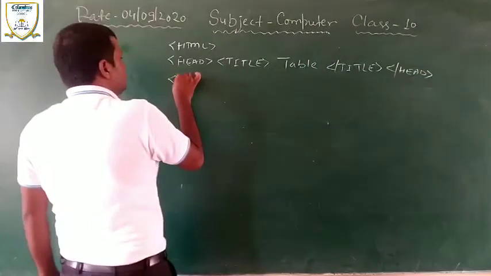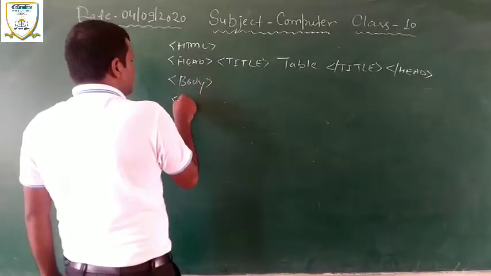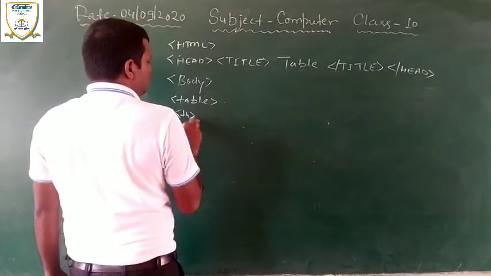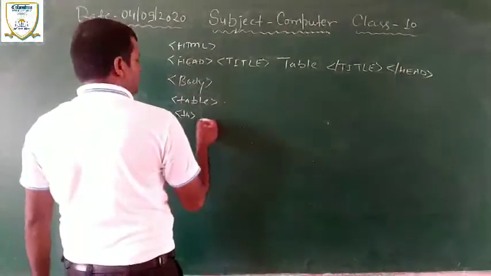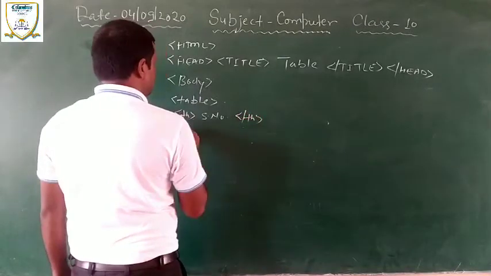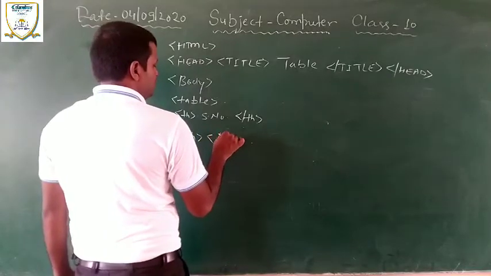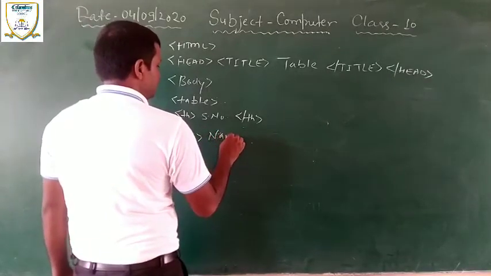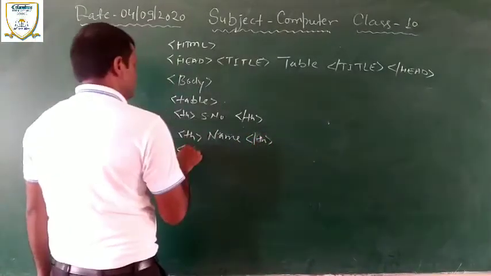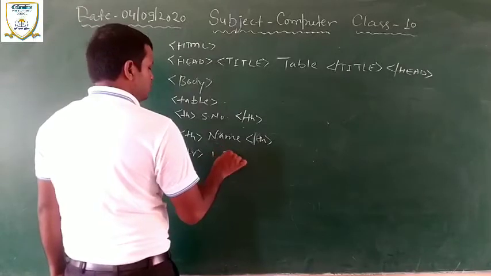After that, body. In the body, you just create a table. In this table, firstly table header, you write the table header name. So table header name is serial number, and close the table header. Second table header is name. Close the table header. Then table row. Okay, table row is 1. Close the table row.